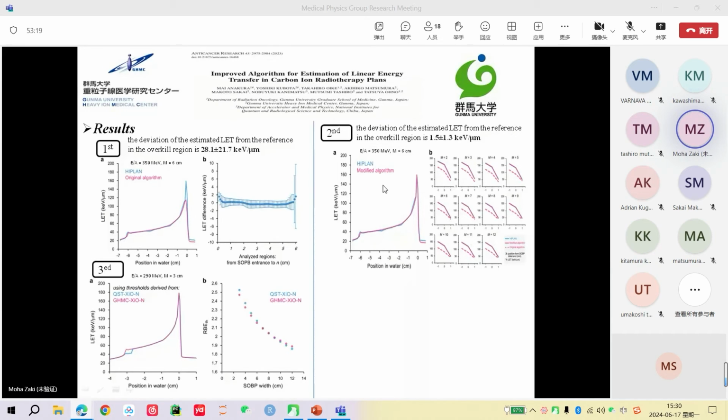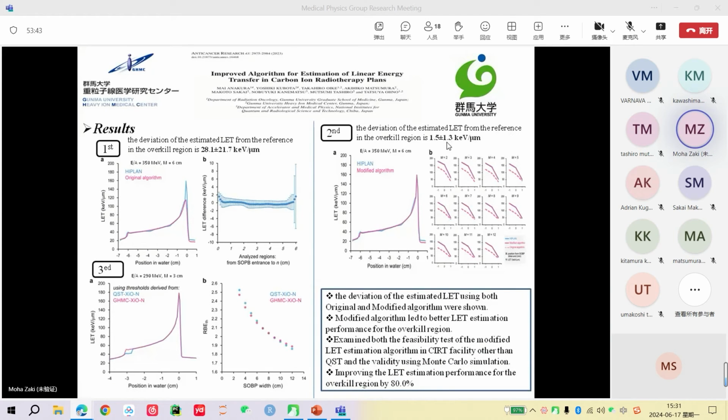Here, using a modified algorithm, we can see the diffusion. The diffusion of the estimated LAT from the reference in the overkill region becomes significantly smaller, from 28.1 plus or minus 21.7 to 1.5 plus or minus 1.3. And this is a huge achievement for the modified algorithm. Therefore, improving the LAT estimation performance for the overkill region by 80% has been achieved with the reference across various spread out Bragg-Peak widths.